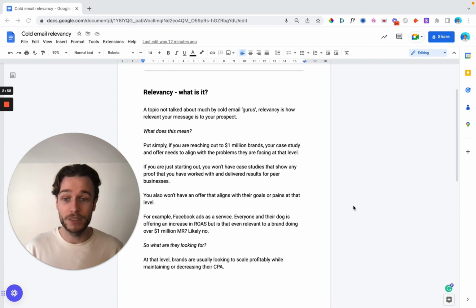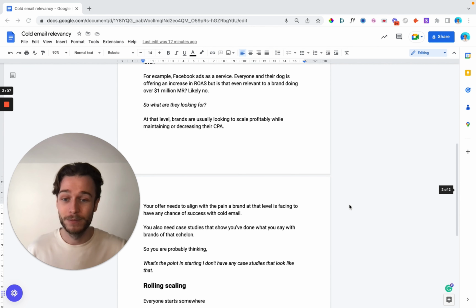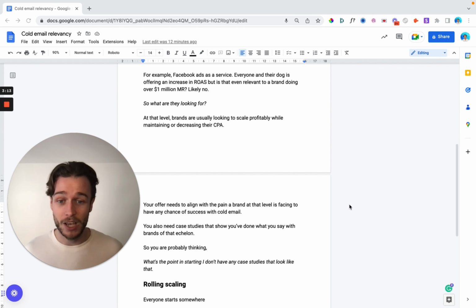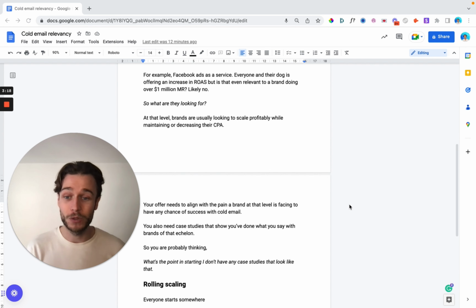Well, if you've never offered that service before and you haven't worked with a brand at that level, it's unlikely that you're going to know how to actually offer that service or build an offer that's relevant to them. Your offer actually needs to align with the pain that a brand is facing at that level if you're going to have any chance of success with cold email. You also need case studies to show that you've worked with brands of that echelon.